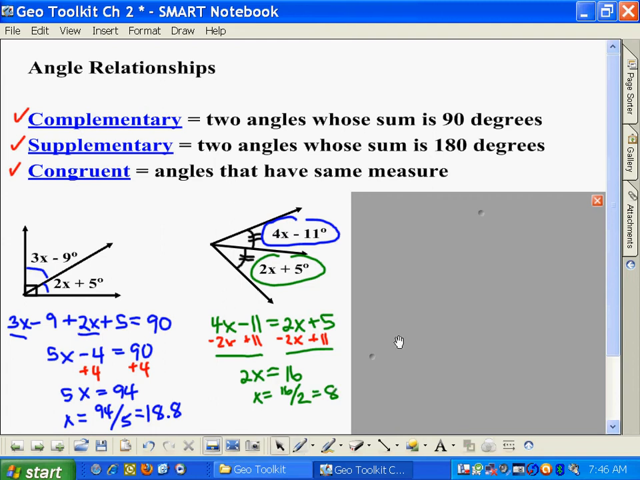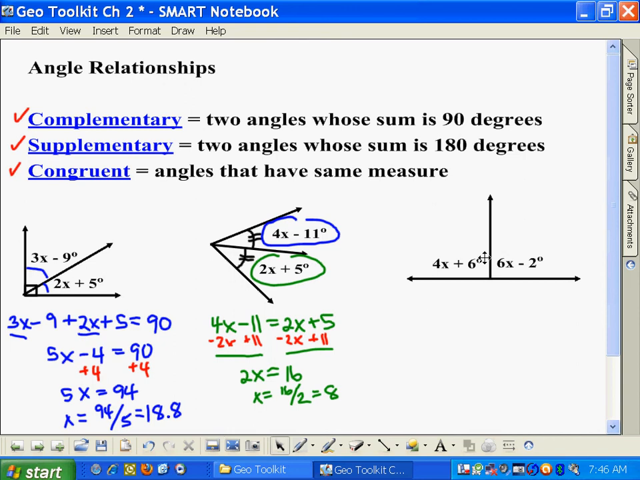And in the last example, we've got a figure. One angle is 4x plus 6 degrees. Another angle is 6x minus 2. In this case, these two angles obviously do not add up to 90 degrees. We don't see the 90 degree symbol like we do over here. But what we do see is, if this is one angle and this is the other angle, these make 180 degrees, or half a circle.